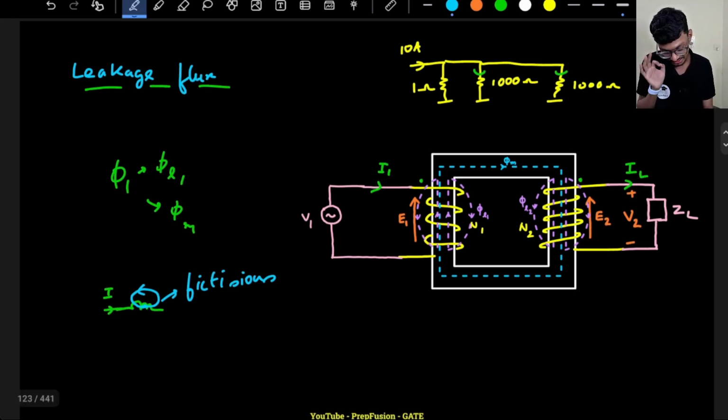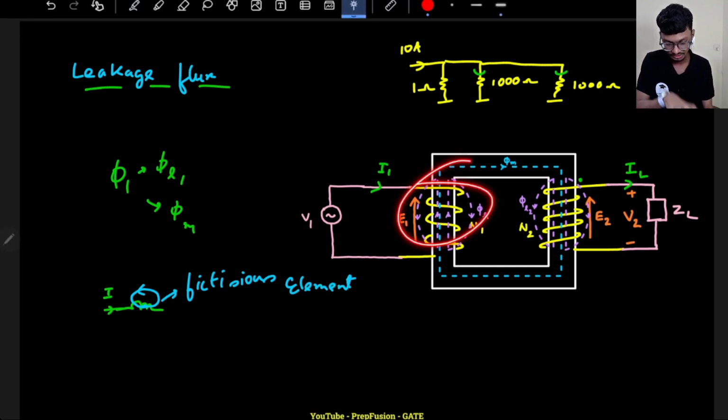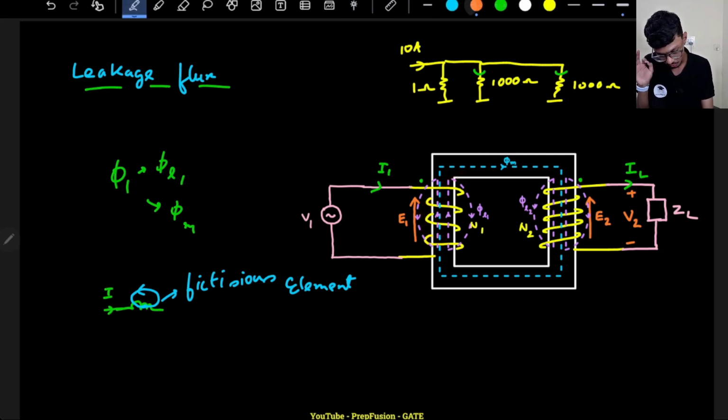So it is a fictitious element, not actually present in the circuit. But to model the transformer, we have to take an inductor that is producing this amount of flux, because the same I1 current is flowing for creating the phi L1 flux and the phi m flux. So this is known as the air core inductor, a fictitious element, not a real element, due to which some flux only links with the primary.